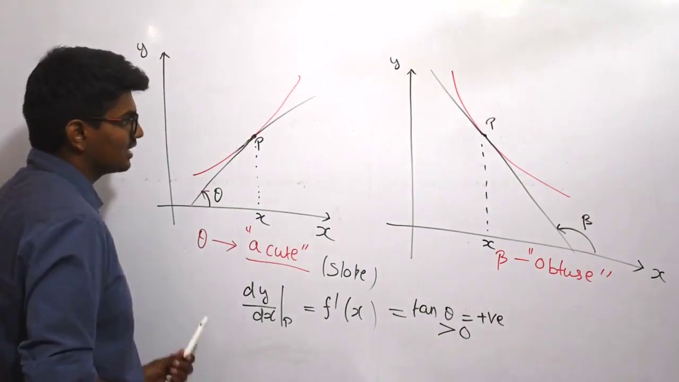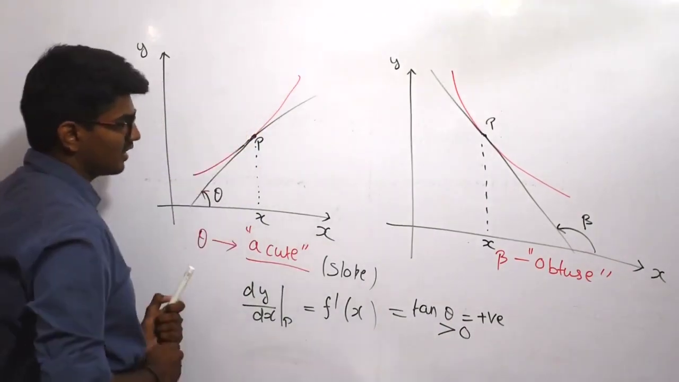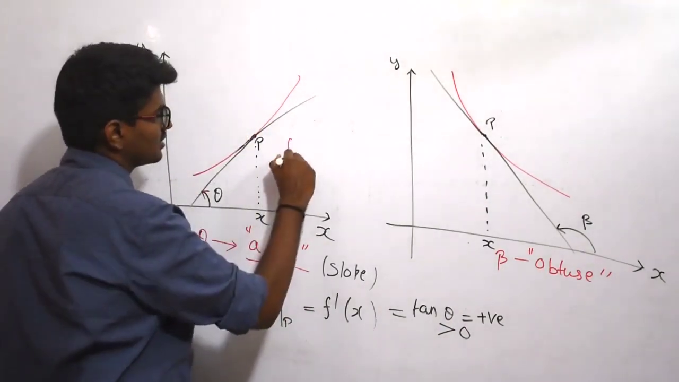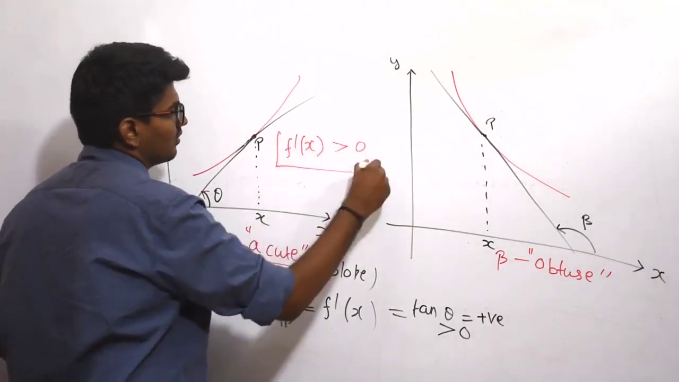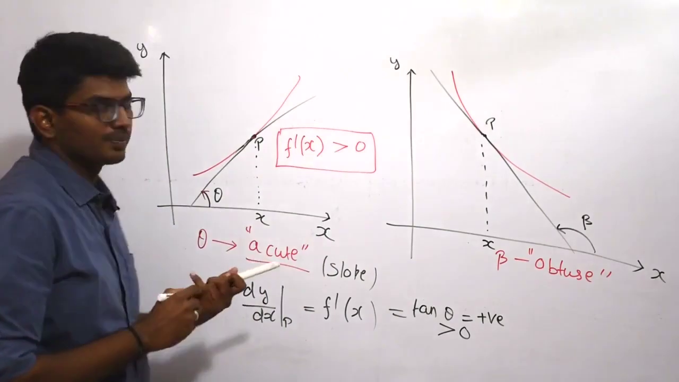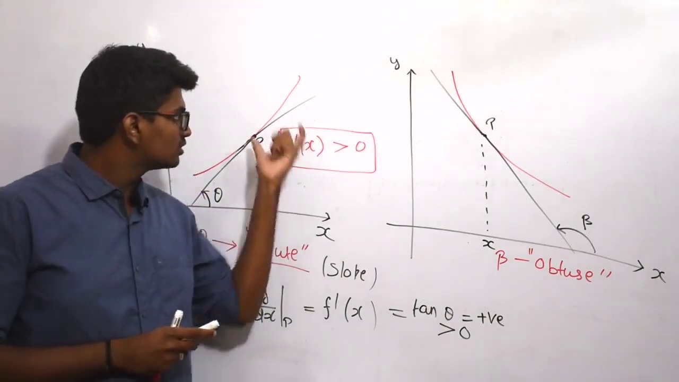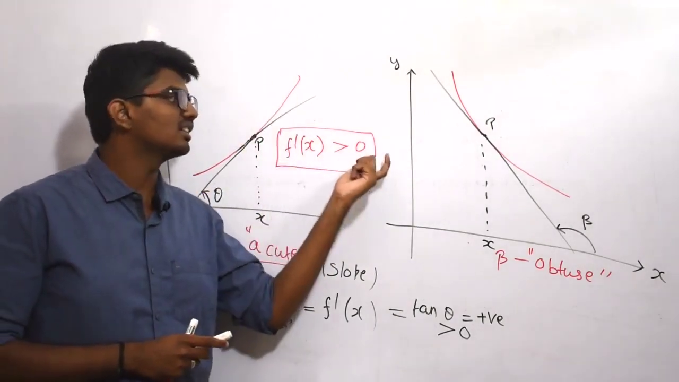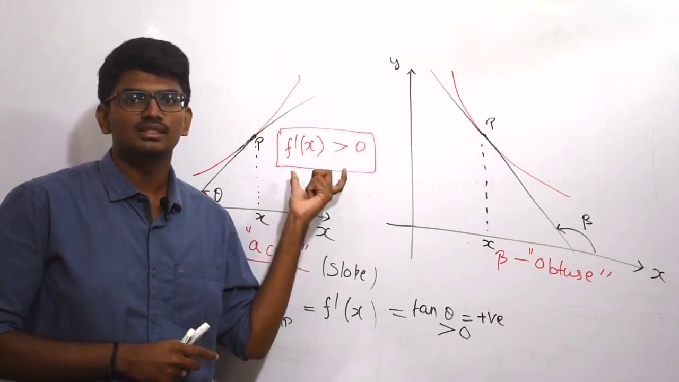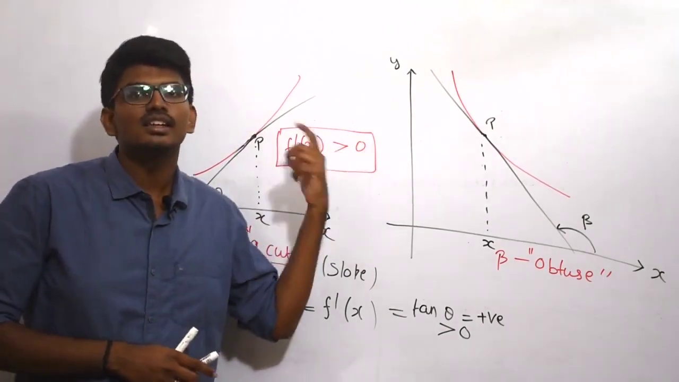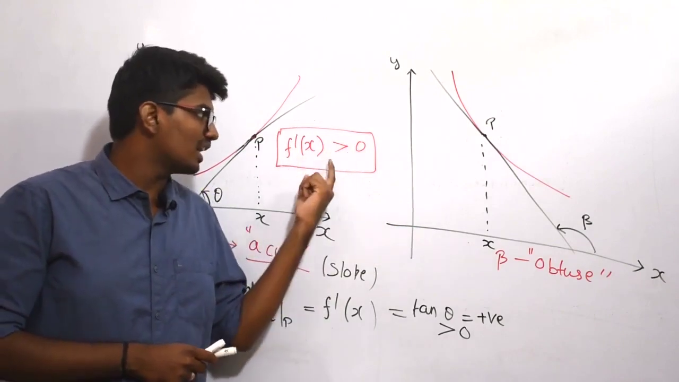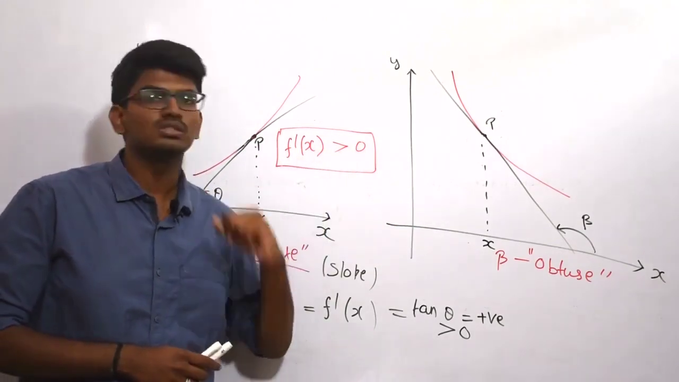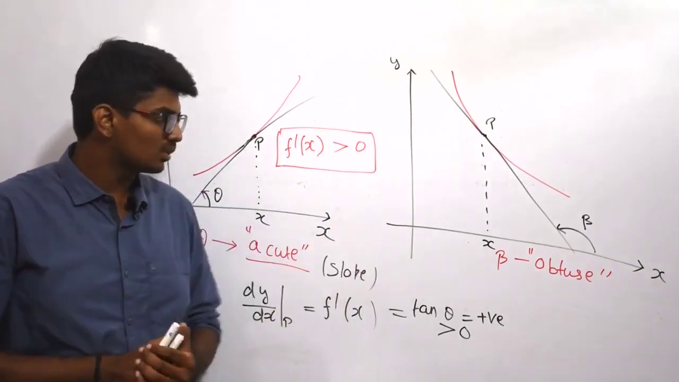So what is the condition? It is a strictly increasing function, so f dash of x has to be greater than 0, which is nothing but the slope of the curve. If the slope of the curve is greater than 0, then the function is strictly increasing. What about increasing? It should be equal to, that is, f dash of x should be greater than or equal to 0. Simple. Now come for this. What is happening?